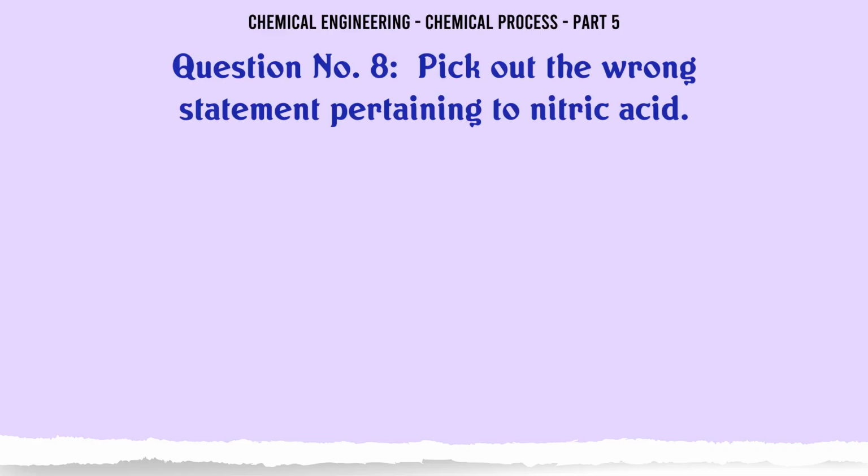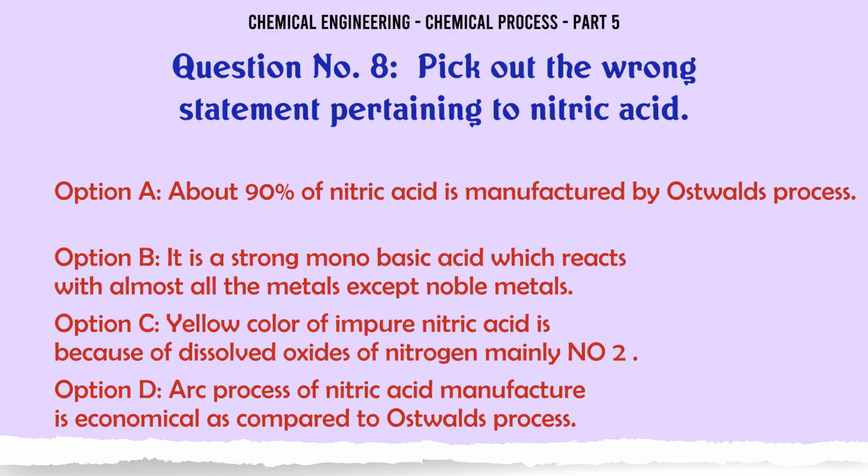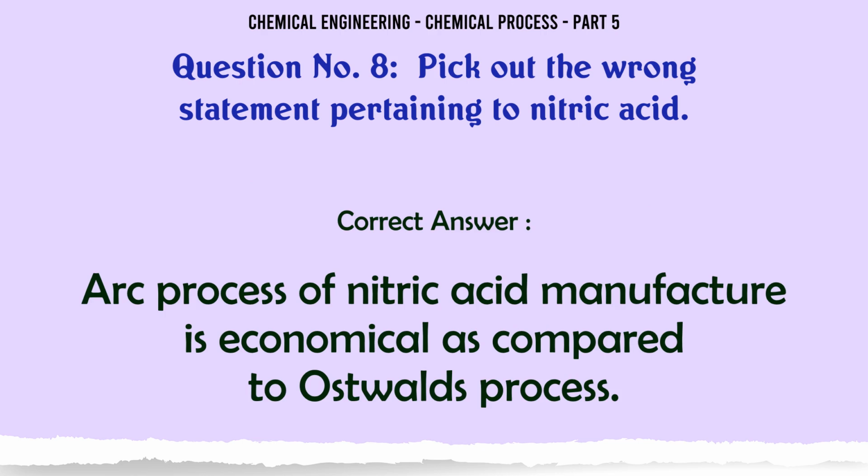Pick out the wrong statement pertaining to nitric acid. A. About 90% of nitric acid is manufactured by Ostwald's process. B. It is a strong monobasic acid which reacts with almost all the metals except noble metals. C. Yellow color of impure nitric acid is because of dissolved oxides of nitrogen, mainly NO2. D. The arc process of nitric acid manufacture is economical as compared to Ostwald's process. The correct answer is arc process of nitric acid manufacture is economical as compared to Ostwald's process.